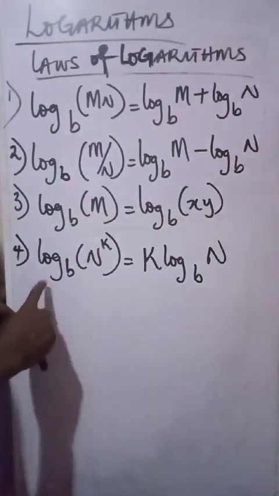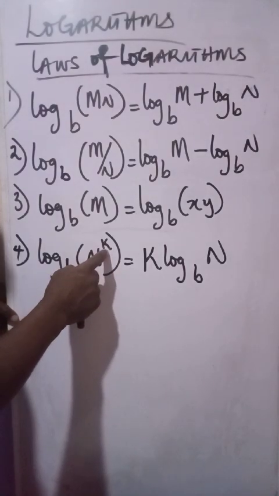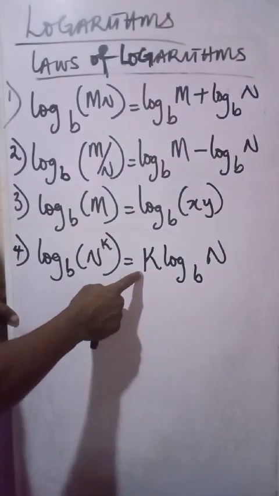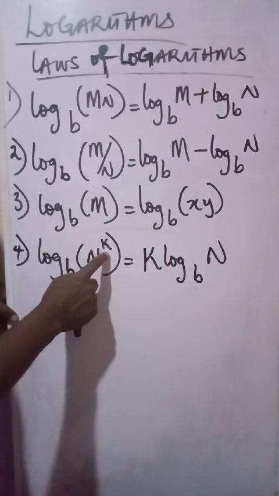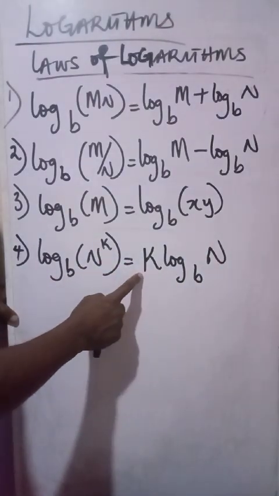Same base. Now this one, if you have an exponent in a logarithm, you're expected to move the exponent to the front of the logarithm. Are you getting it now? See it here. The n was here, right? But here, the n moved to the back of the logarithm. That is a law in logarithm.